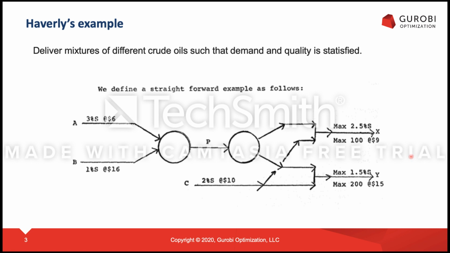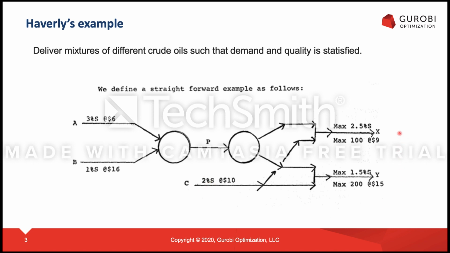And on top of a regular transshipment problem, you have one complication. The crude oils A, B, and C differ not only by a price, but also in quality. So each crude oil comes with a certain percentage of sulfur in it. Here you see that crude oil A comes in with 3% sulfur, B with 1% and C at 2%.